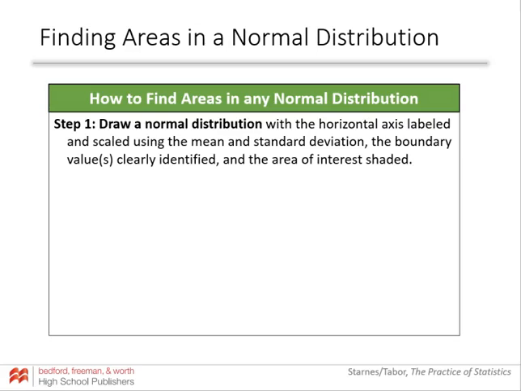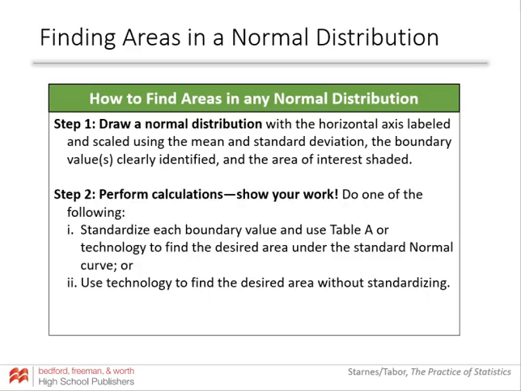All right, so something we've got to be able to do is use the normal distribution to find area. We are always going to draw the curve and label it. That will help you get full credit on all FRQ questions. Then we're going to perform calculations. Standardize the boundary value means find the z-score.